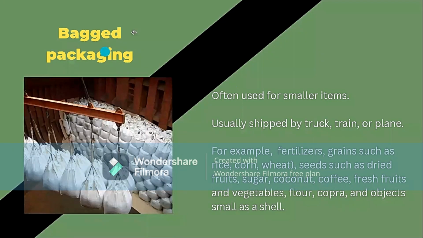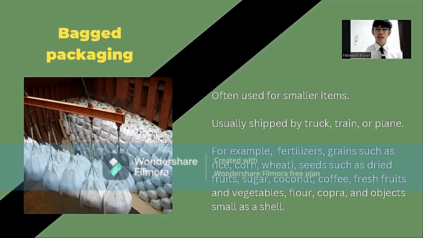Next, the last type of packaging is packet packaging. Packet packaging is often used for small items. It's usually shipped by truck or plane. For example, products that require this type of packaging are fertilizer, grains such as rice, corn, wheat, seeds such as dried fruit, sugar, coconut, coffee, fresh fruit, and vegetables. Flour, copper, and objects as small as a shell can also be transported using this type of packaging.